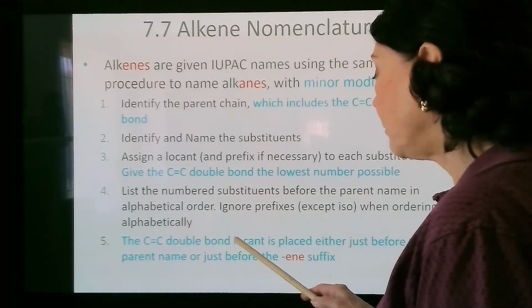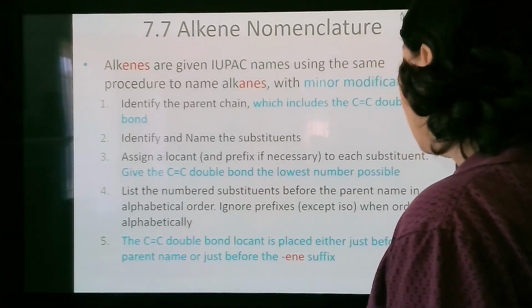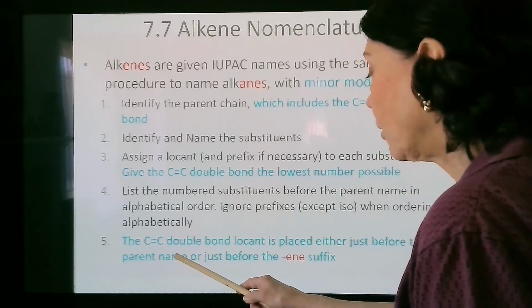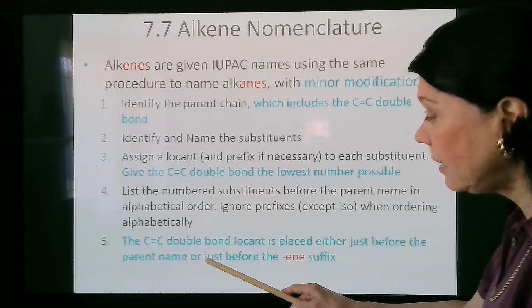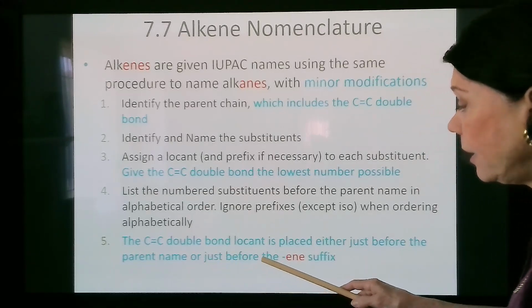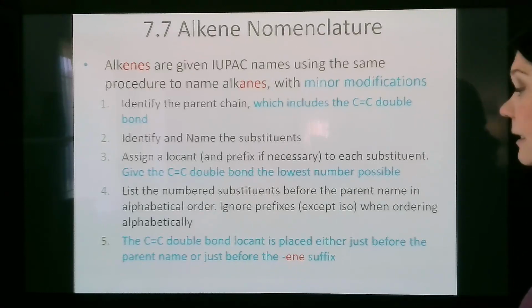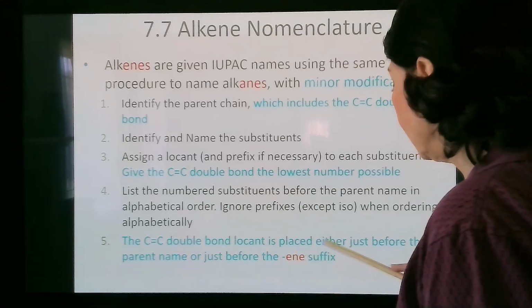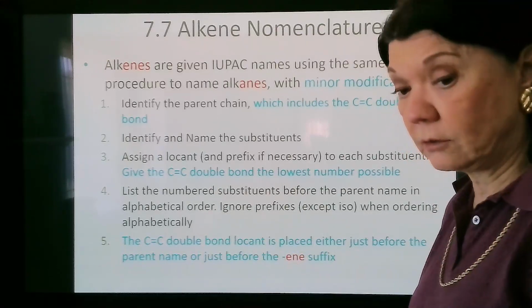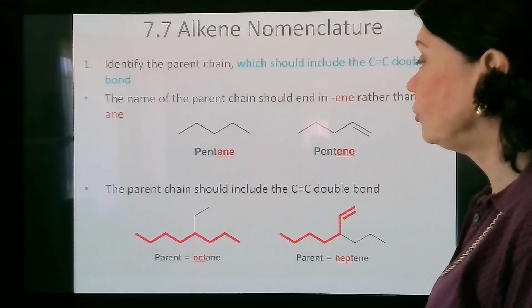the carbon-carbon double bond locant, the number that tells you where it is placed, goes either just before the parent name or just before the -ene suffix. And I think it will be better for you to learn it when you're writing it just before the -ene suffix. But you'll want to be able to recognize the name regardless of where the number is. And you're going to see both of these in just a minute.